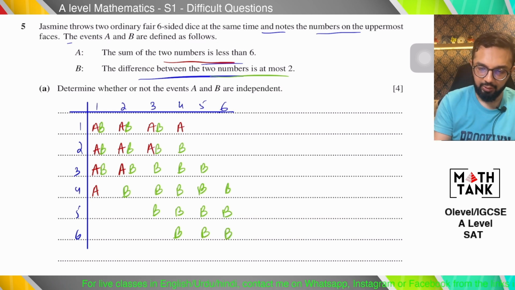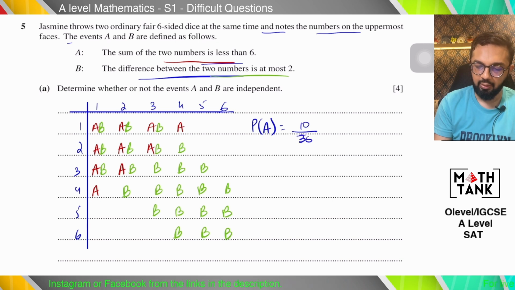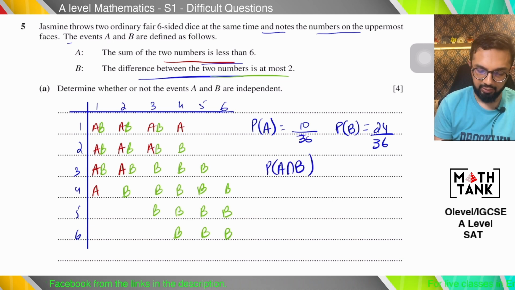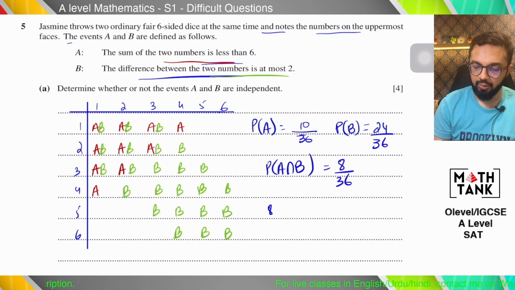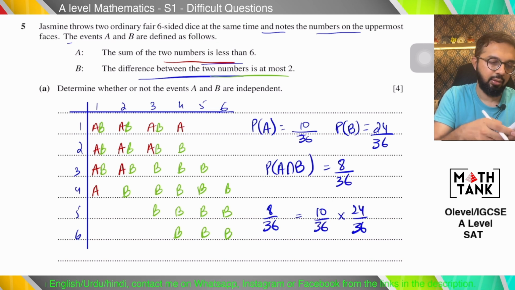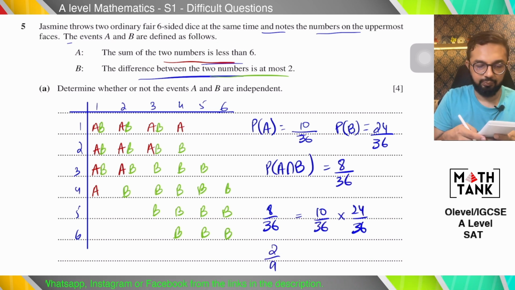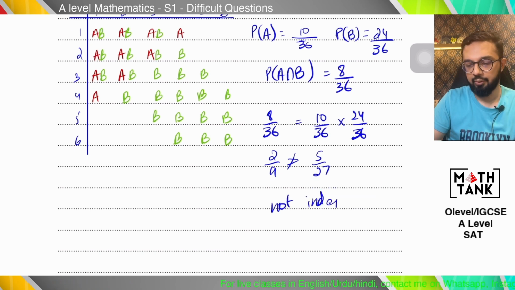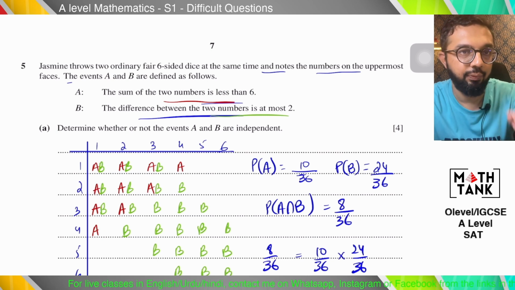Okay. Determine whether A and B are independent events. The probability of A is 2, 3, 4, 5, 6, 7, 8, 9, 10. 10 over 36. Probability of B is 1, 2, 3, up to 24. That's 24 over 36. A intersection B. 2, 3, 4, 5, 6, 7, 8. So is 8 over 36 equal to 10 over 36 multiplied by 24 over 36? We'll know in a bit. Gives me 2 over 9. That gives me 5 over 27. So not equal, not independent. What year is this? This is June 2353. I'll have to open up the marking scheme.